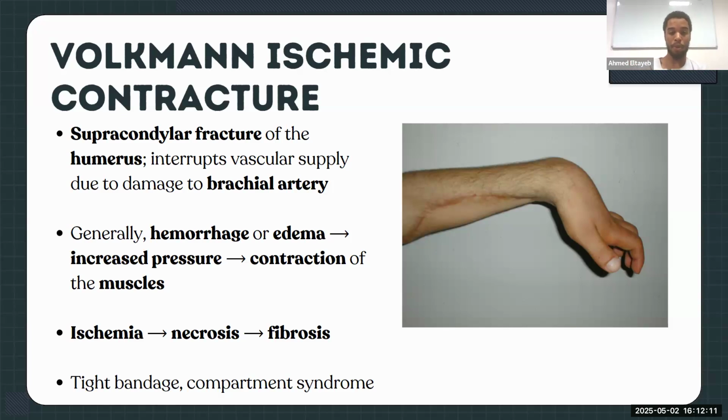And because of this wombo combo, you induce ischemia. Ischemia leads to necrosis, and necrotic tissue has to be replaced by fibrous tissue. You have fibrosis. So you can say the muscles are forcibly contracted, but they're not really contracting. It's that they're so fibrosed that the fibrous tissue simulates contraction of the muscles. And Volkmann ischemic contracture is typically caused by supracondylar fracture, leading to compartment syndrome, or a very tight bandage or cast.